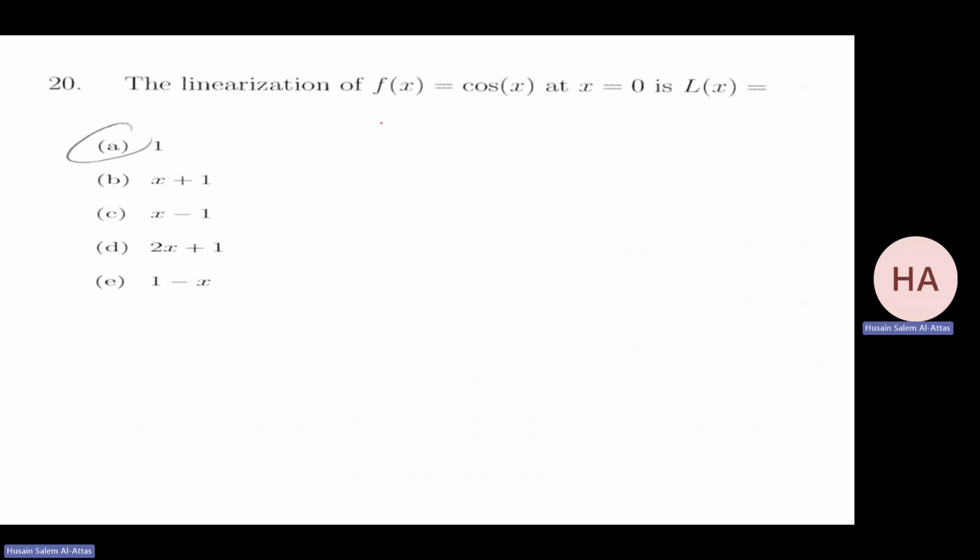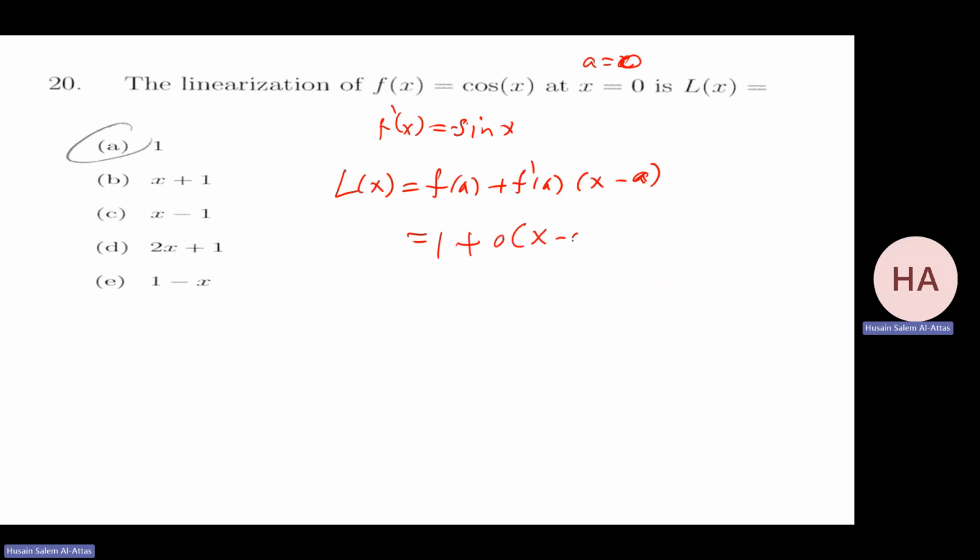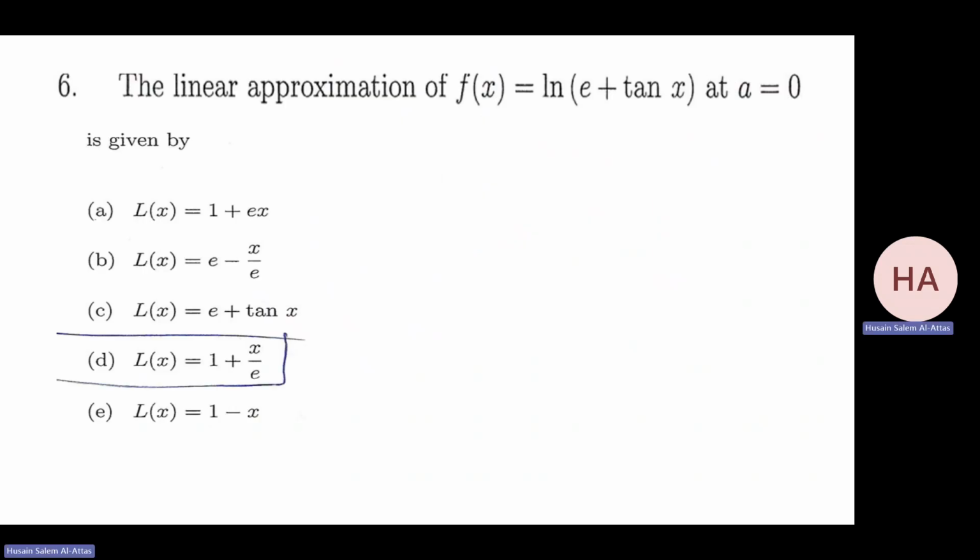Now it's cosine. f prime of x will be minus sine, and a equals 0. L of x will be what? f of a plus f prime at a, x minus a. f of a, cosine 0 is 1, a is 0. f prime, sine 0 is 0, that will be 0, x minus 0. So the answer is 1, which is this. The approximation of this function.